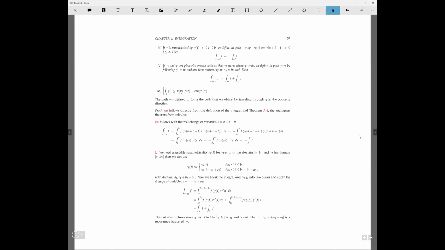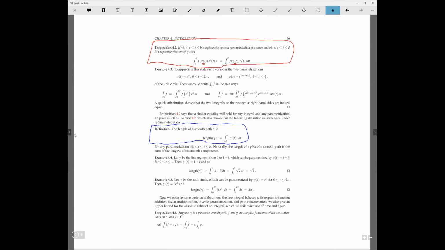Let's see, where are we at, page 57? There are a few properties. The first one is that a lot of stuff from real integration just carries over. Integration is a linear function. What that means is if you take the integral of f plus c g, that's equal to the integral of f plus c times the integral of g. So that holds.